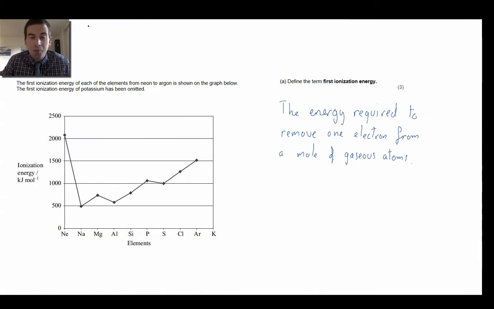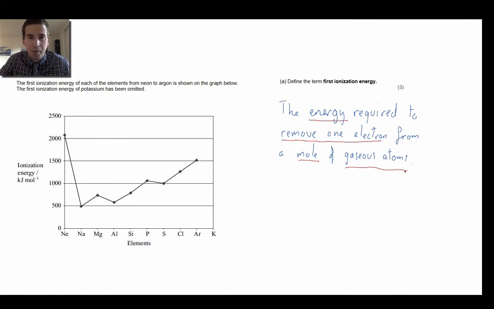Because there are actually 3 marks for this definition. So the first mark is talking about the energy required per mole. The second mark is talking about removing one electron. And the third mark is mentioning that the atoms have to be in the gaseous state. So you get 3 marks for this definition.